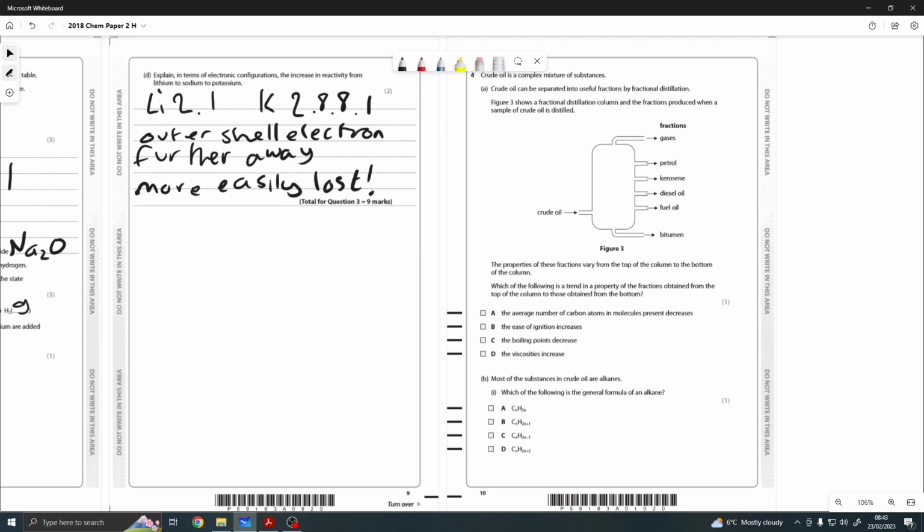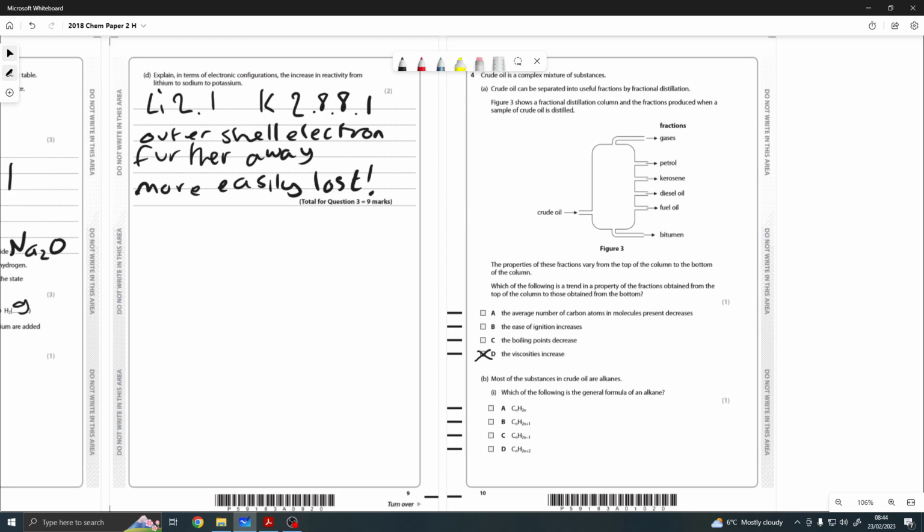Now, as you go down, the average number of carbon atoms decreases. No, it doesn't. It increases. It's not A. The ease of ignition increases. No, it doesn't. It decreases. The boiling points decrease. No, they don't. The boiling points increase. The viscosities increase. They do indeed. Okay, remember viscosity, essentially I like to refer to it as runniness, but it's the opposite of runniness. So something that is very viscous is not very runny.